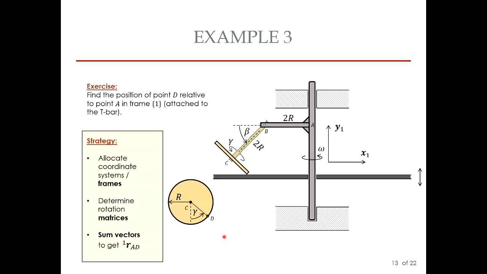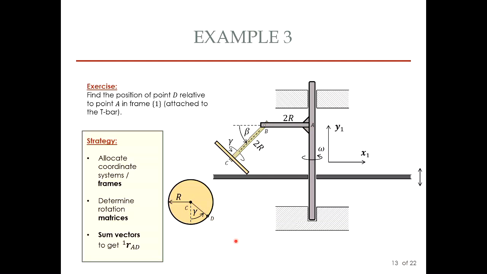Now, when gamma is not 0, this point D starts going away from that gray platform at the bottom, and we need to find the vector going from A all the way to D. In terms of vector summation, our strategy will be to go from A to B, from B to C, which is at the center of this wheel, and then from C to D. So we are summing these 3 vectors.